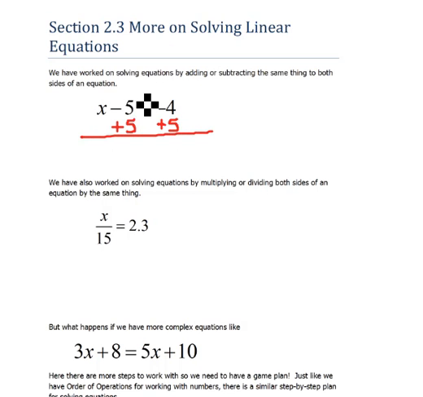So minus 5 plus 5 is 0. So on the left-hand side of the equals, we would have x. And on the right-hand side, negative 4 and positive 5 would be a positive 1. So we learned how to solve those in a previous section.